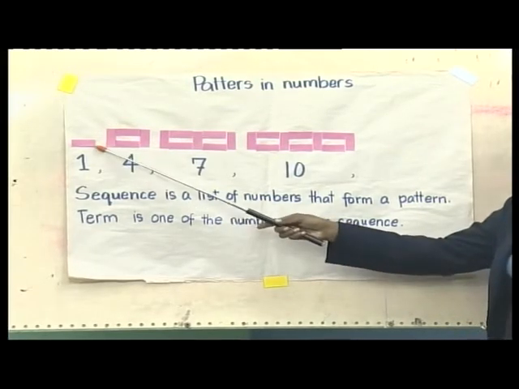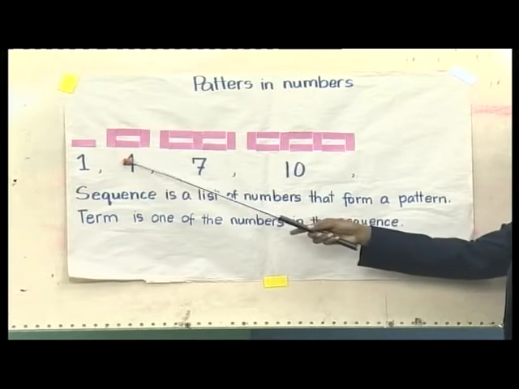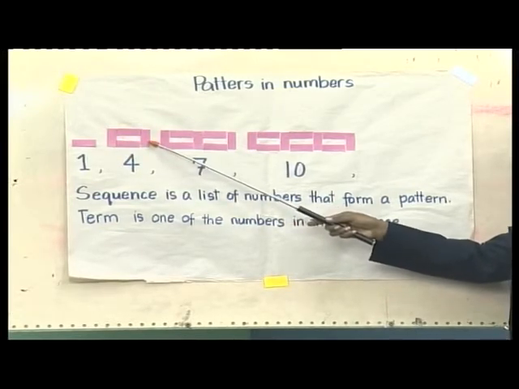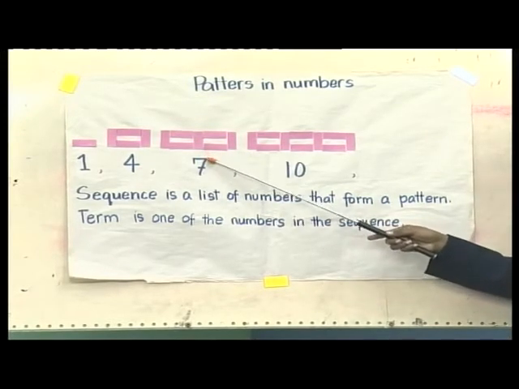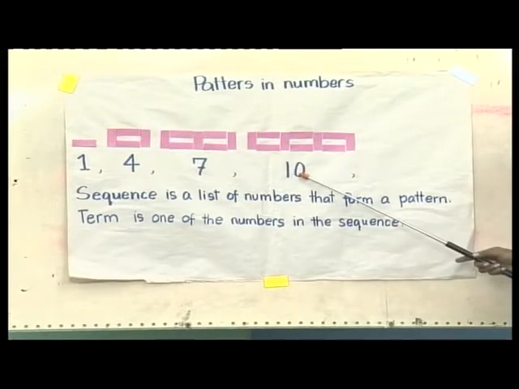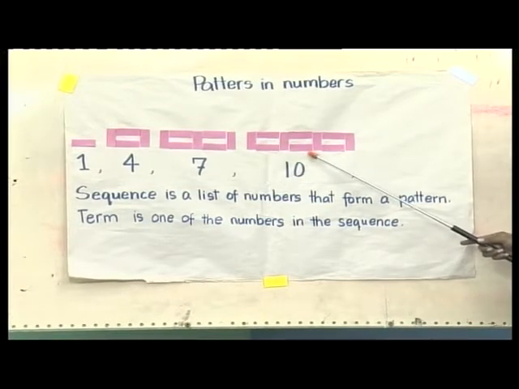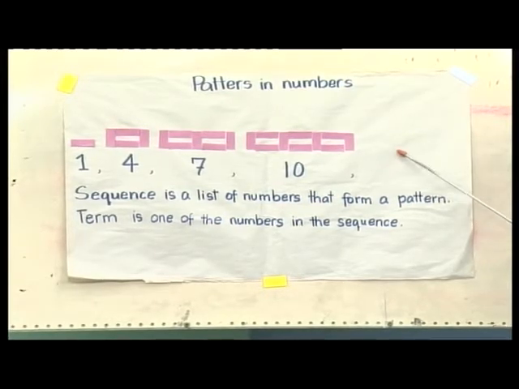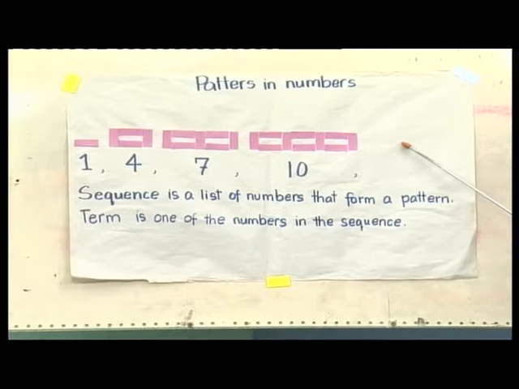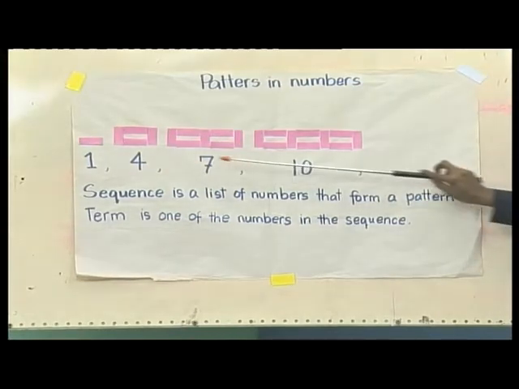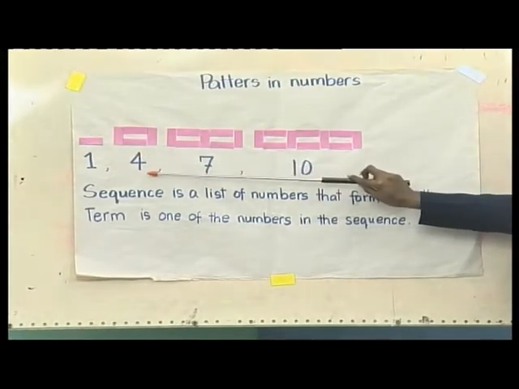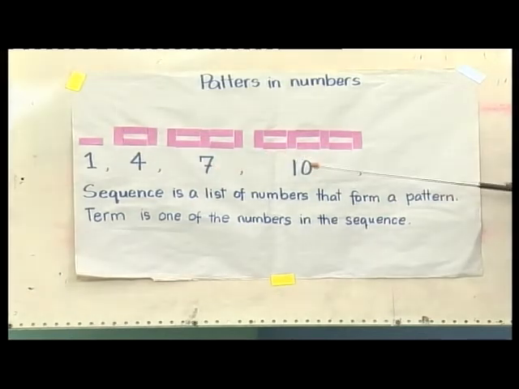So first, remember 1, and then I used 4 strips to make 1 square. Then I used 7 strips to make 2 squares. Receiving students, I've used 10 strips to make 3 squares. Who can tell me how many strips I will use to make 4 squares? If you can see the pattern, 1, 4, 7, 10.